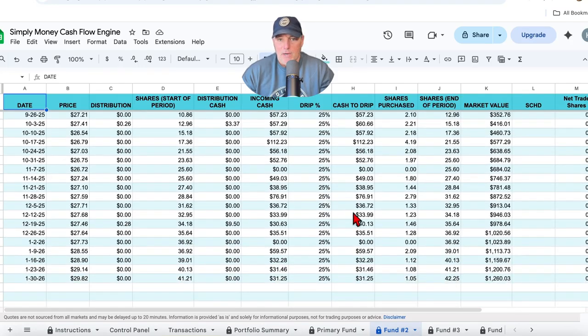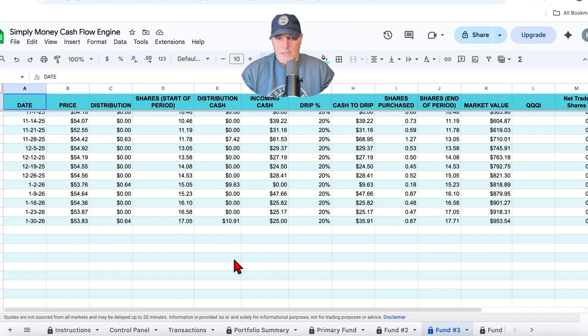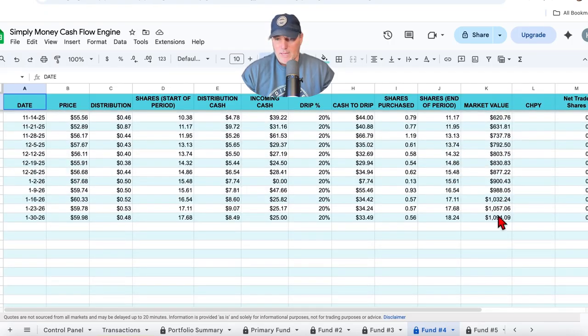We come down to the bottom, you can see how this is just slowly growing as you're just transferring Ulti's distribution over to that. Same thing with Fund 3, we have QQQI here. Nothing different from this other than we're only doing 20% of Ulti's distribution into here. The amount's slightly smaller, and you can see your current balance and all that. I'm going to go through these real quick so I can show you a little bit more with this. The drip on this one, this is Chippy. We're doing 20%. As you can see, we're up to $1,000 and $1,094 on this.